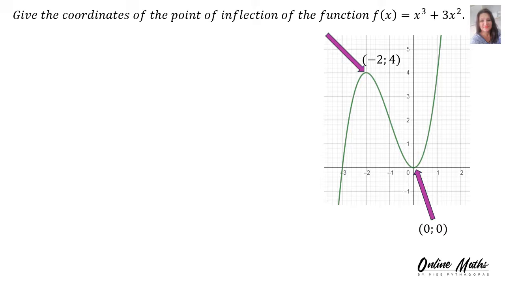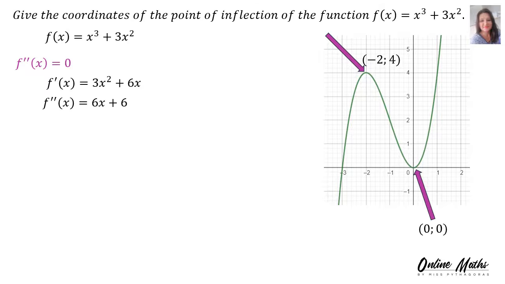Now let's zoom in on the point of inflection. So first of all, there's your function. To find the point of inflection, we will find the second derivative and equate to 0. Now, there's your first derivative, 3x squared plus 6x. Your second derivative will be 6x plus 6. And we equate the second derivative to 0, and we solve x. 6x is equal to minus 6, x is equal to negative 1.